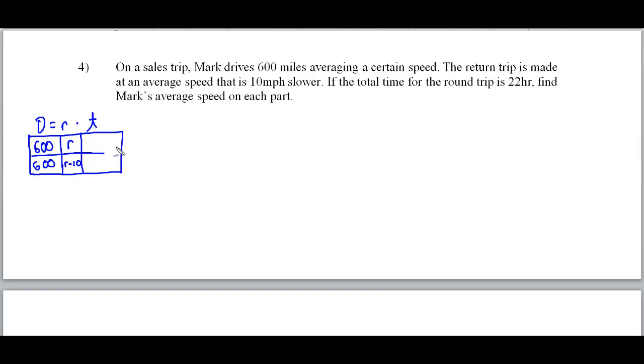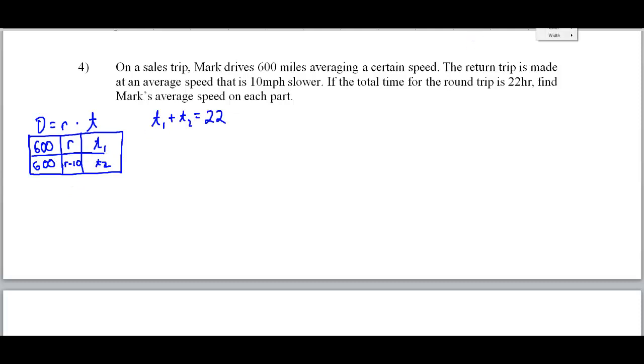And it says here, if the total time for the trip is 22 hours, find Mark's average speed on each part. Well, we don't know how far each part was, we don't know how long time 1 and time 2 were, but we do know that time 1 plus time 2 is equal to 22. So if we can only figure out t1 and t2, we'll be all set.